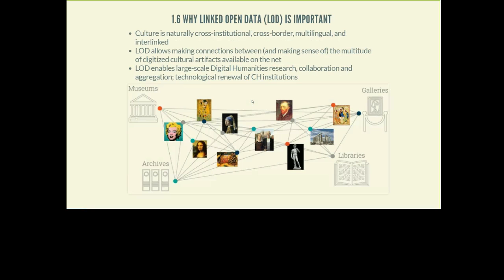Why is linked open data or semantic technologies important to cultural heritage in particular? First of all, because culture is inherently interconnected. It transcends national borders. It goes across institutions, across languages. And it allows us to make connections and really to make sense of information across institutional boundaries and across object artifacts and so on. Also, linked open data enables large-scale digital humanities analysis, retrieval, searching across collections, and so on.